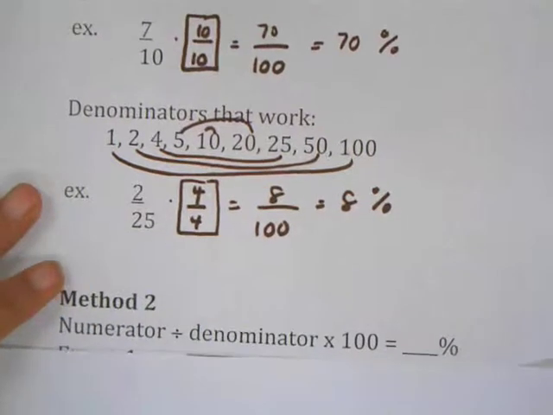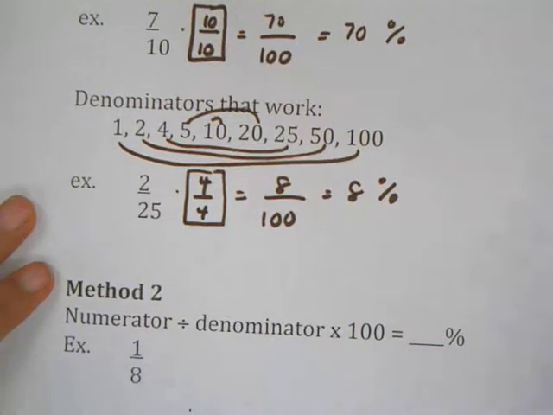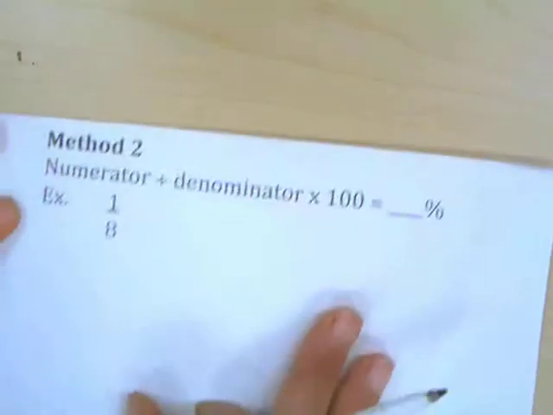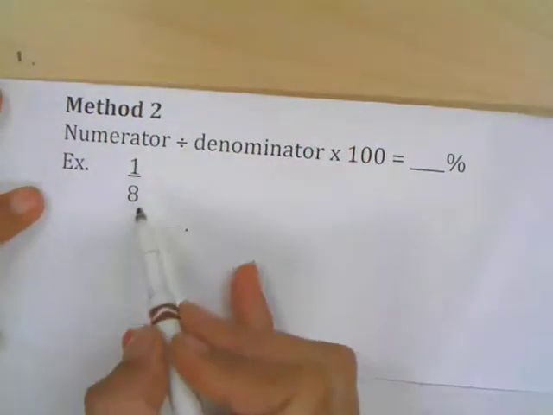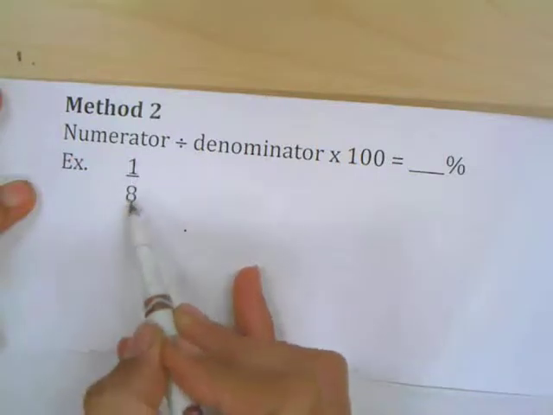This method will always work, so that's a great thing, but it might take a little bit longer because you have to do a little bit more dividing and whatnot. So here's another example. I'm going to fold the paper over just to give us a little bit more space. So this second method will always work. What I like to do is I always like to first do just a quick estimate, so I can see 1 over 8.